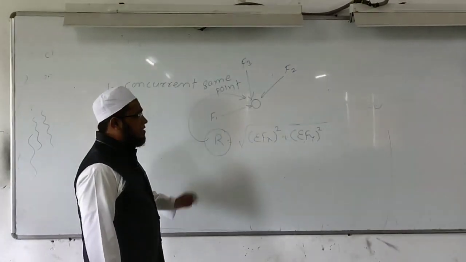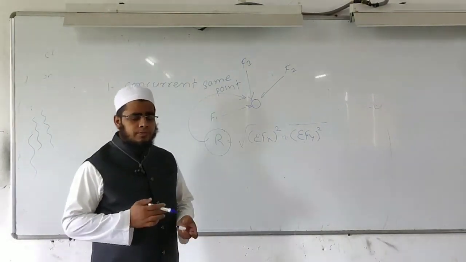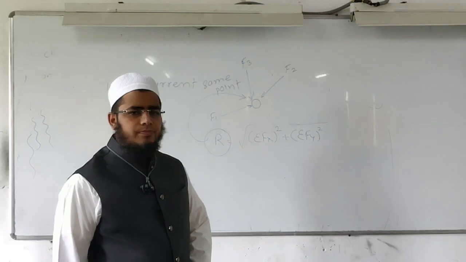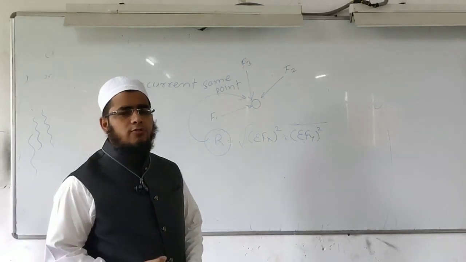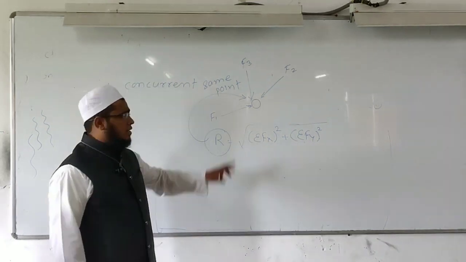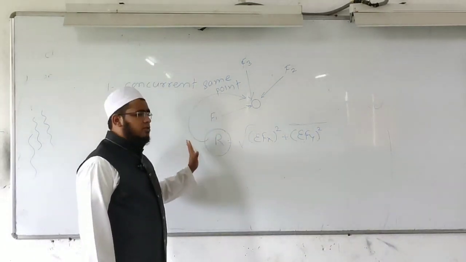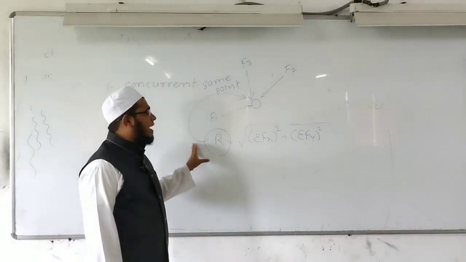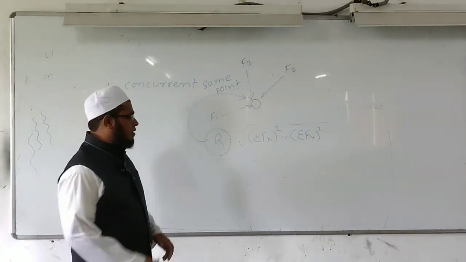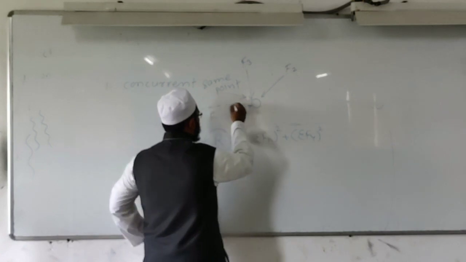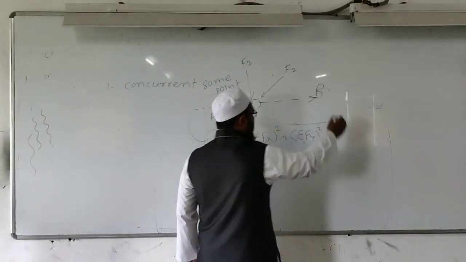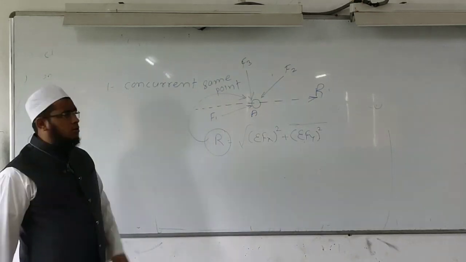In a concurrent force system, the point of application is the same and the line of action of all forces passes through the single point. That's why the resultant of the force system is also acting on that same point. If the resultant is this, then it will also act at point A, as all the forces are acting.